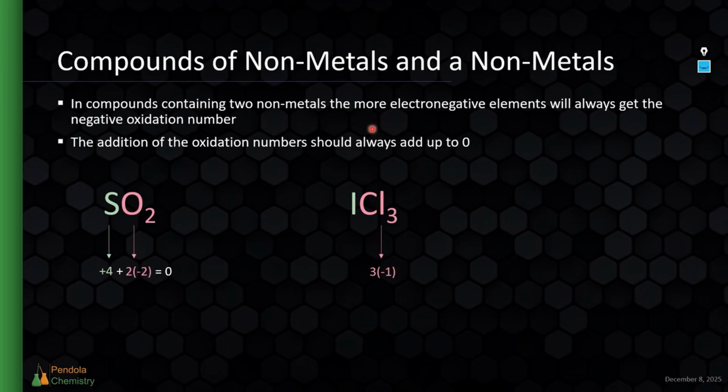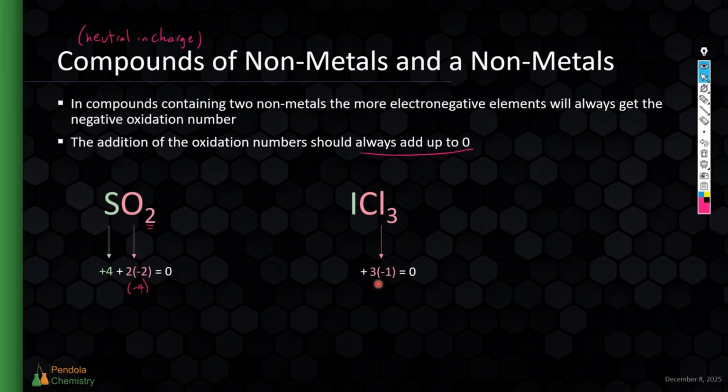Well, again, if we then follow this rule that it should add up to 0, then if we know there are 3 chlorines and in total they're going to have a -1 oxidation number each, then we know that in total there is a -3 oxidation number for the chlorines. Well, if these need to add up to 0 and there's only 1 iodine, then iodine must be +3.